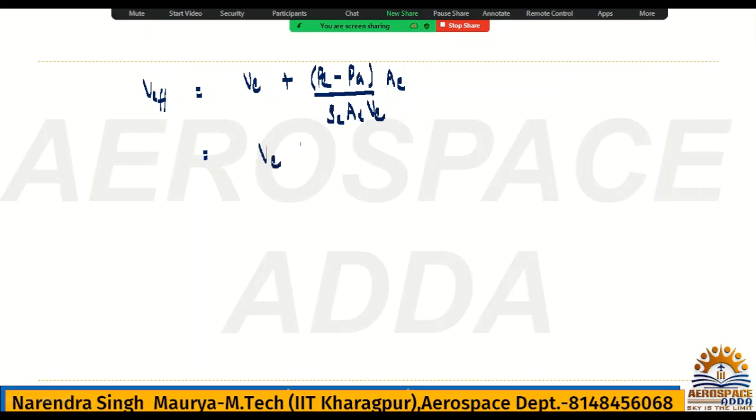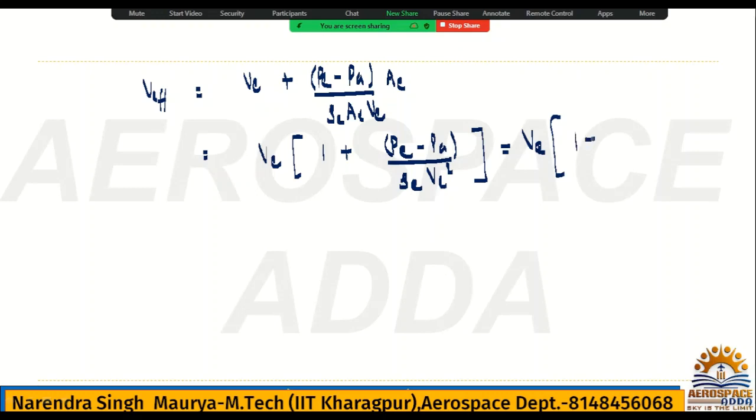So if you take VE common, 1 plus (PE minus PA), AE cancel out. Here you will have rho E into VE square, AE cancel out. Or you can write VE in bracket 1 plus, we can take common PE, so it will be PE divided by rho E into VE square, times 1 minus PA by PE. Simple mathematics only.